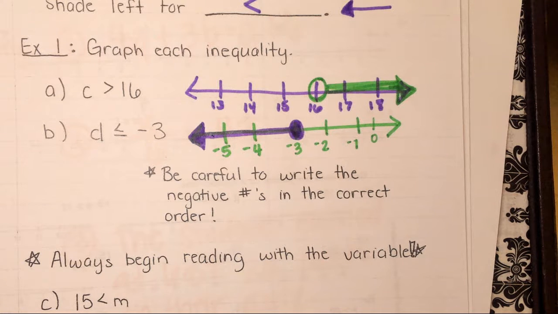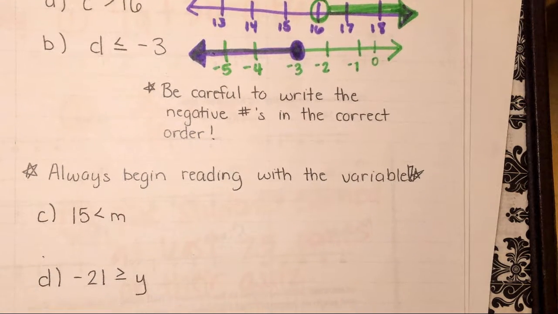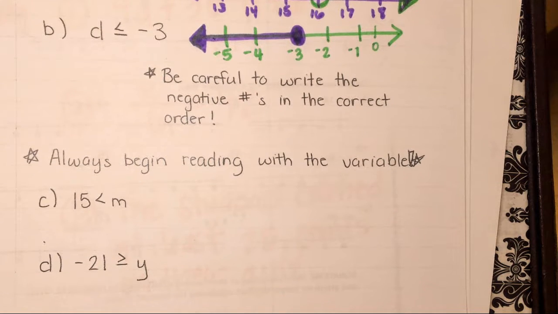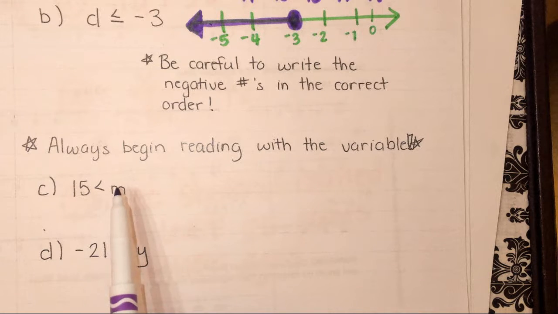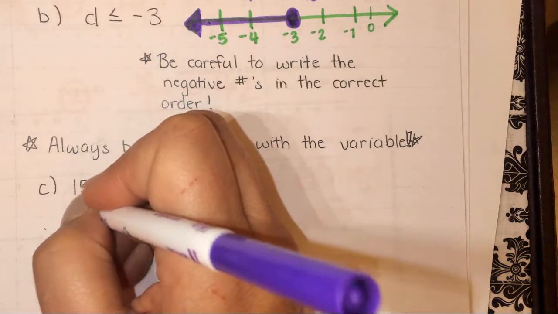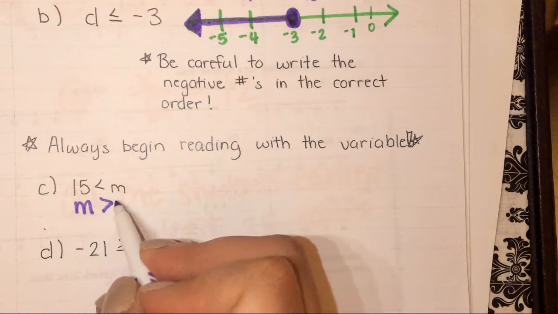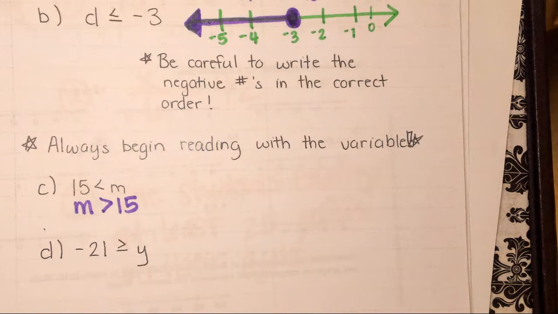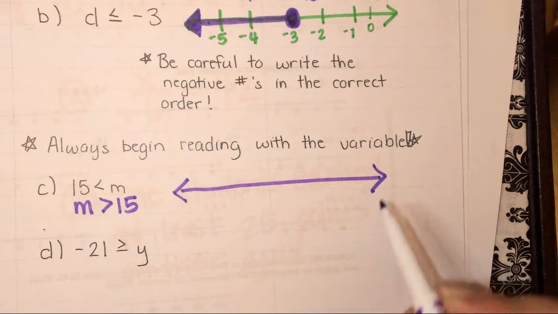Yes. It's okay. All right, so let's try another one together. Yesterday we talked a little bit about making sure we start with our variable. So what happens if I have something set up like 15 is less than m? If I want to start with my variable and rewrite this, what does m become? Greater than 15. You got it. It flips it around. So I want you to start with the variable. So m is greater than 15. So the variable is the letter? The variable is the letter, and you want to start with that.